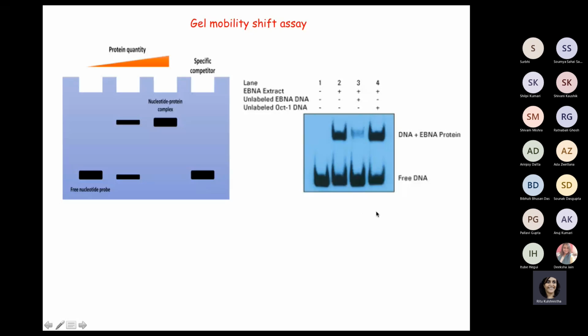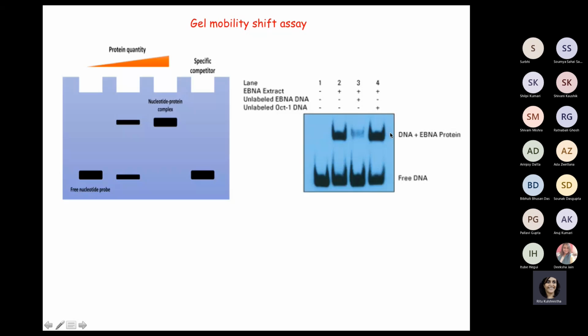Then in the last case, what I've done is that instead of adding the unlabeled EBNA DNA, I take some totally non-specific DNA, in this case Oct1 DNA. Ideally this should not compete, so it's like a negative control. So when I incubated it with totally unspecific DNA, I did not see this band disappearing.